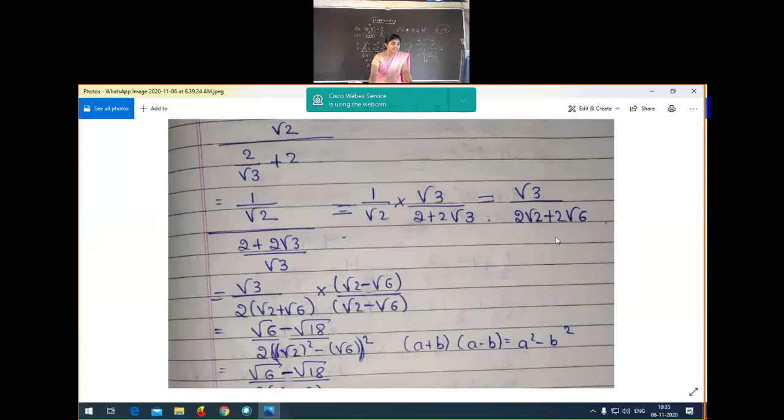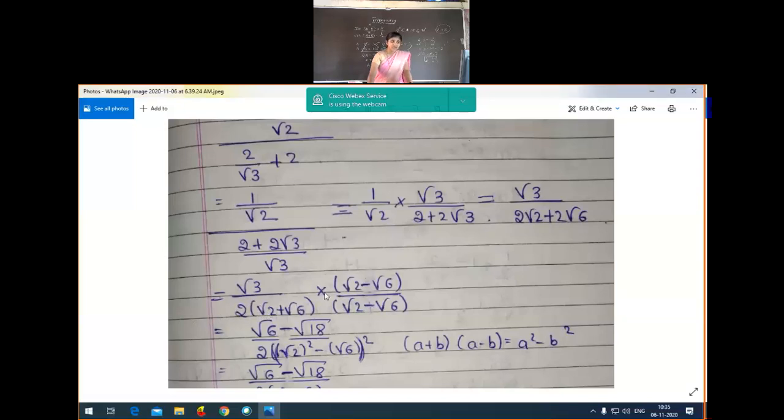Whenever you get this type of answer, you have to go back to your 9th standard topic, that is rationalize the denominator topic. So now what we have to do is, root 3 divided by 2 into root 2 plus root 6. See here we took 2 common, 2 root 2 plus 2 root 6. In that 2 we can take common factor, no? So we remove common factor outside, that is root 2 outside, then root 2 plus root 6 inside.